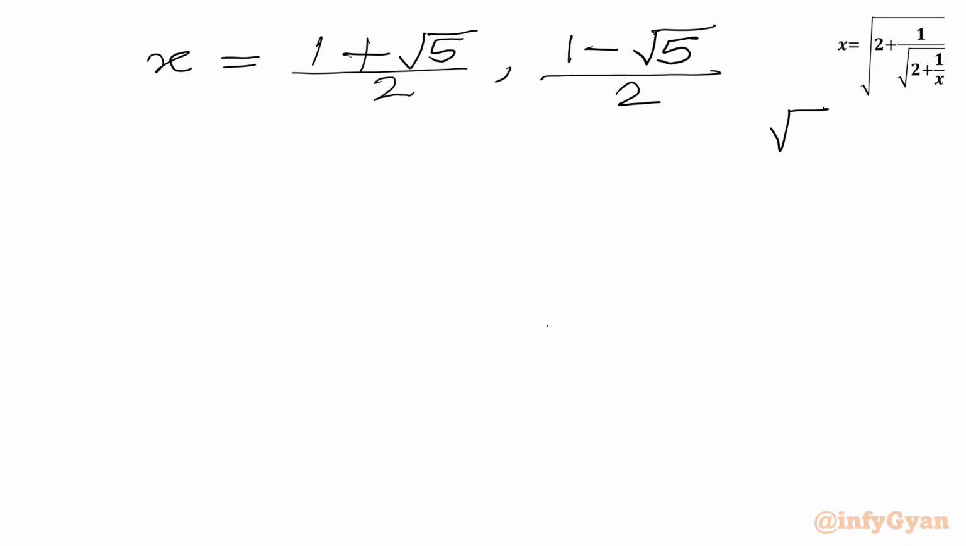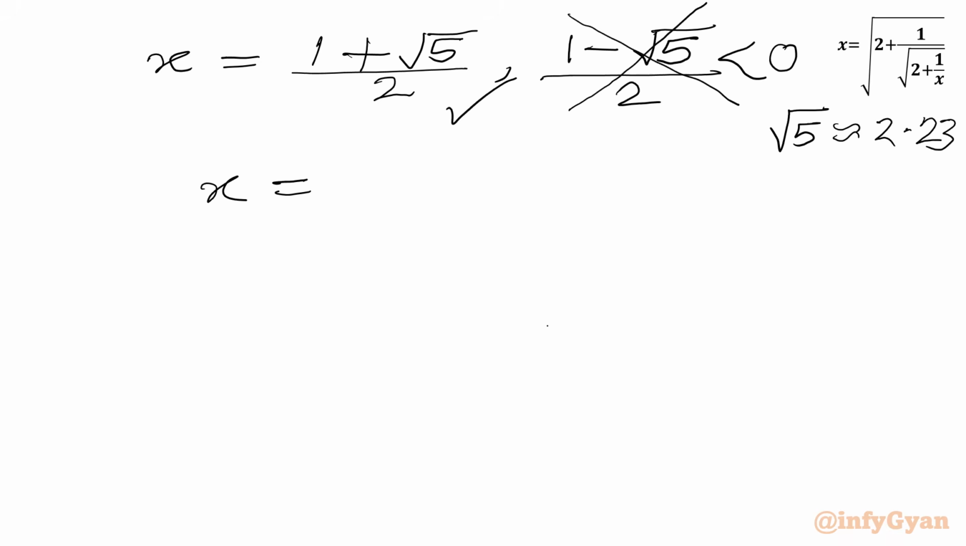Now we know that square root 5 is approximately 2.23. 1 minus 2.23 will be negative. So we can cancel 1 minus square root 5 over 2. So the accepted x would be x equal to 1 plus square root 5 over 2, the only real solution for our equation.